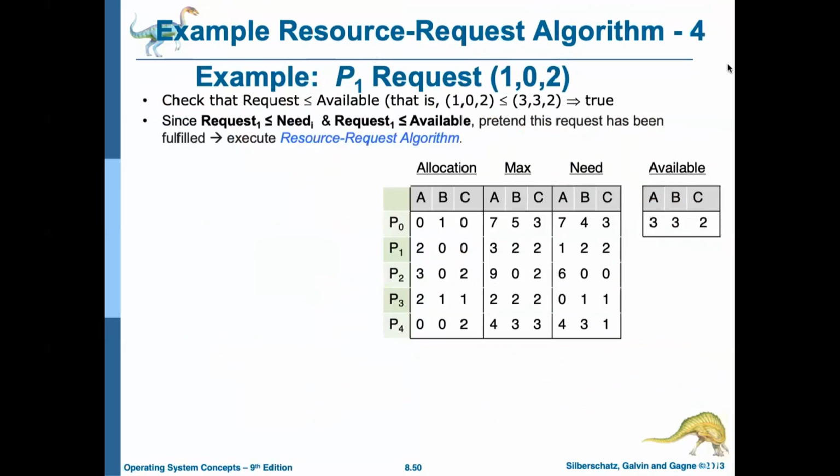It goes to the next one. So we have the example: P1 request 102. Right now, check that the request is less than available. That is 102 less than 332, which must be true. So that is the available right now.